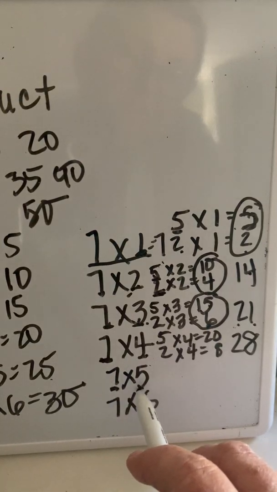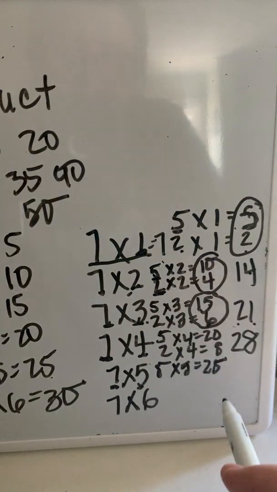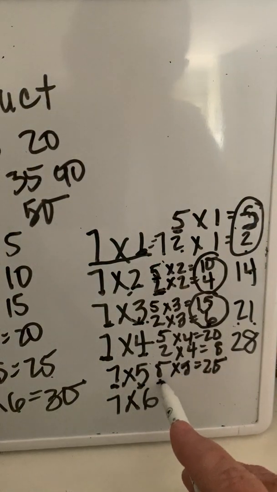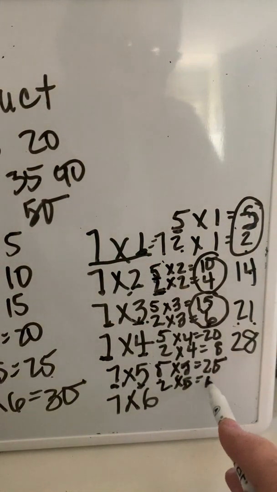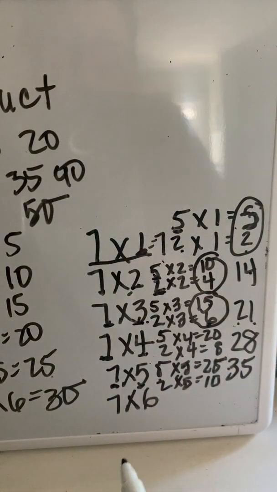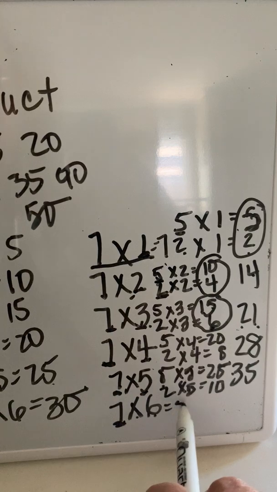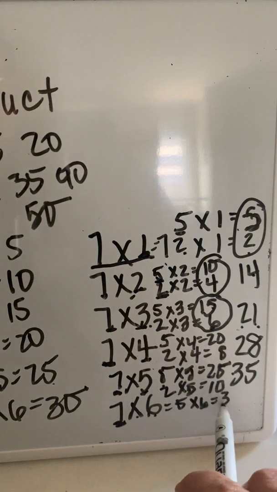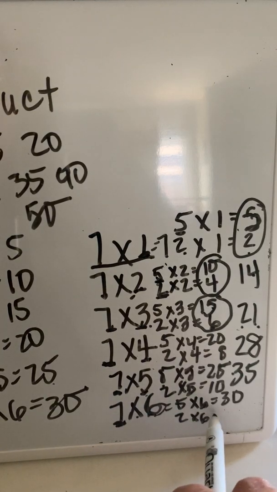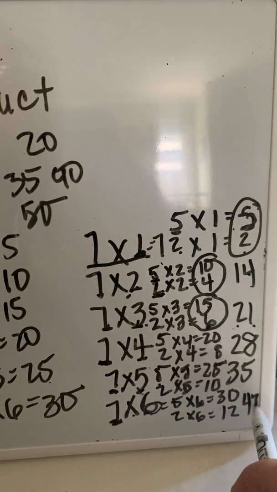Do a 5 times 5. 5 times 5 is 25. It's getting crowded. Can you see it? And then a 2 times 5. 2 times 5 is 10. 25 and 10 is 35. 7 times 5 is 35. Let me squeeze one more in here. I'm going to do a 5 times 6. 5 times 6 is 30. And a 2 times 6. 2 times 6 is 12. Can you bring those together? 42.